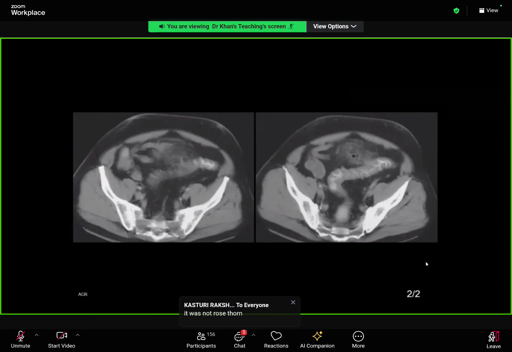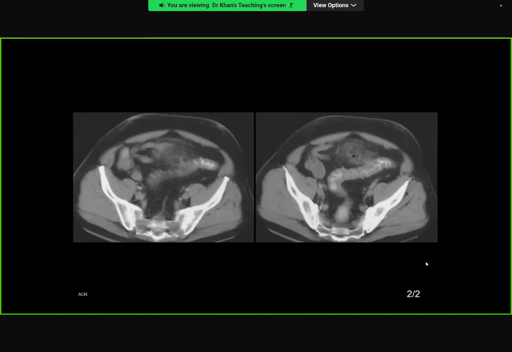Appearances are suggestive of localized perforation of diverticular disease, in keeping with acute diverticulitis with sealed perforation. I will check the rest of the CT to look for any other extraluminal gases. The patient needs to be referred to general surgery urgently.